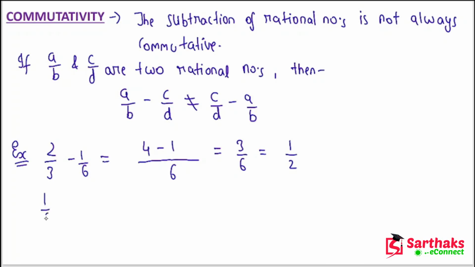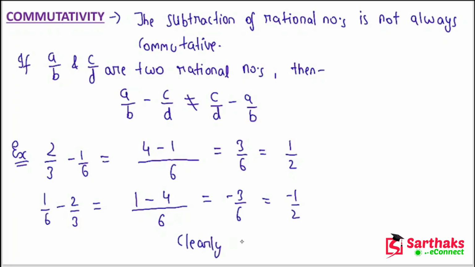Now let us calculate 1 upon 6 minus 2 upon 3. So you will get 6. Now it will be 1 minus 3 into 2 equals 6. So 2 into 2 equals 4. And we will get minus 3 upon 6, which is equal to minus half. Clearly half is not equal to minus half. So you can see when we subtracted two rational numbers in different orders, we got different answers. That is why subtraction of rational numbers is not commutative.